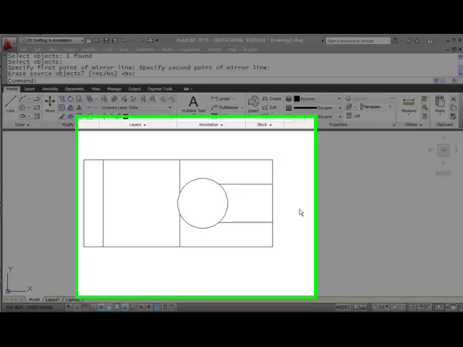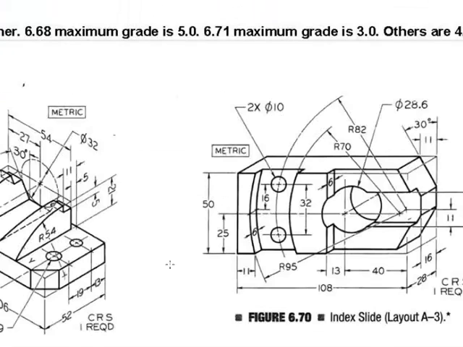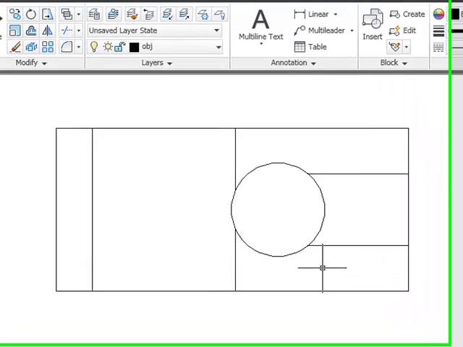Here are a few of the little issues people have with, I think it's called the index slide out of these objects. So this one we're talking about right over here. People tend to have trouble figuring out what to do with these arcs and then creating this chamfer at the end. So the arcs, let's deal with that.